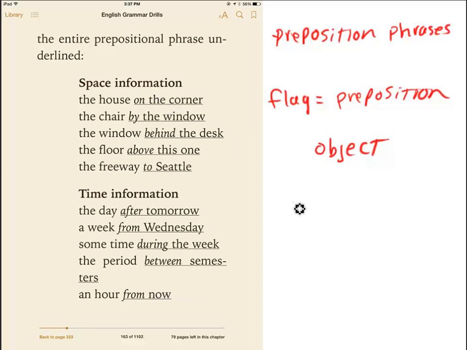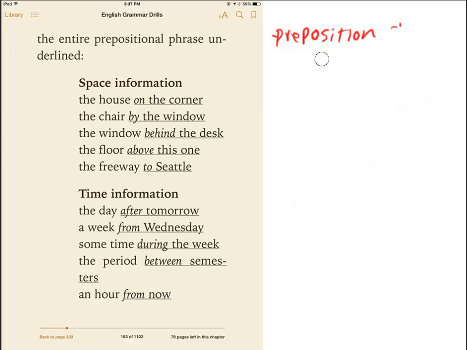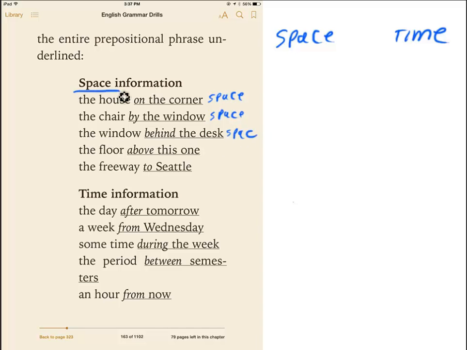Well, remember, we're looking at two things here, and we're going to worry about space or time, when it happens or where it is. Okay, on the corner, obviously that's space. It modifies the house. The house where? On the corner. So that one is going to be space. All right. The chair by the window. Well, it tells where again, so that's about space. Behind the desk, another one about space. And you can see up here, all these are about space.